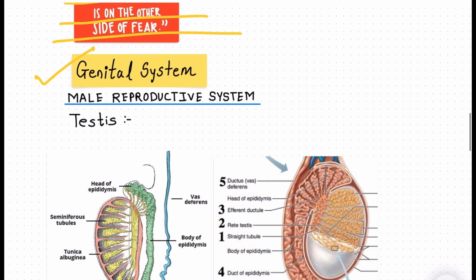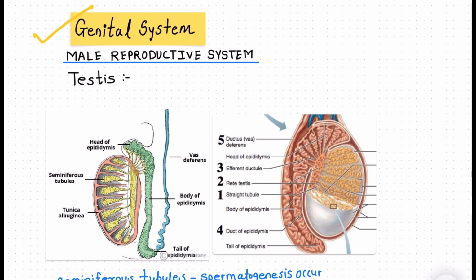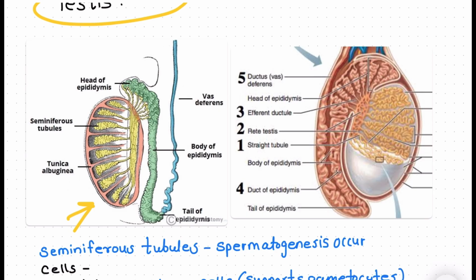Let's see what is genital system. It is just an overview. I will teach you about its anatomical aspects. So let's see the male reproductive system. In the male reproductive system, we are going to learn about testis. Let's start with the parts of testis.